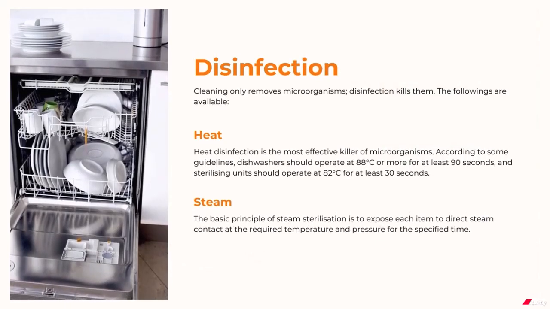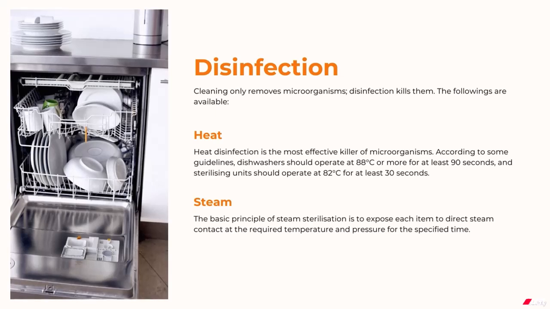Disinfection. Cleaning only removes microorganisms. Disinfection kills them. The following methods are available. Heat: heat disinfection is the most effective killer of microorganisms. According to some guidelines, dishwashers should operate at 88 degrees Celsius or more for at least 90 seconds, and sterilizing units should operate at 82 degrees Celsius for at least 30 seconds.